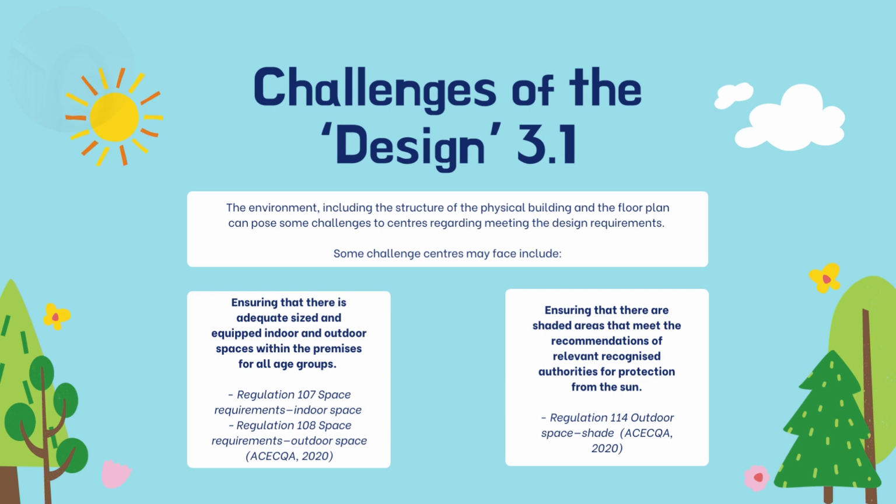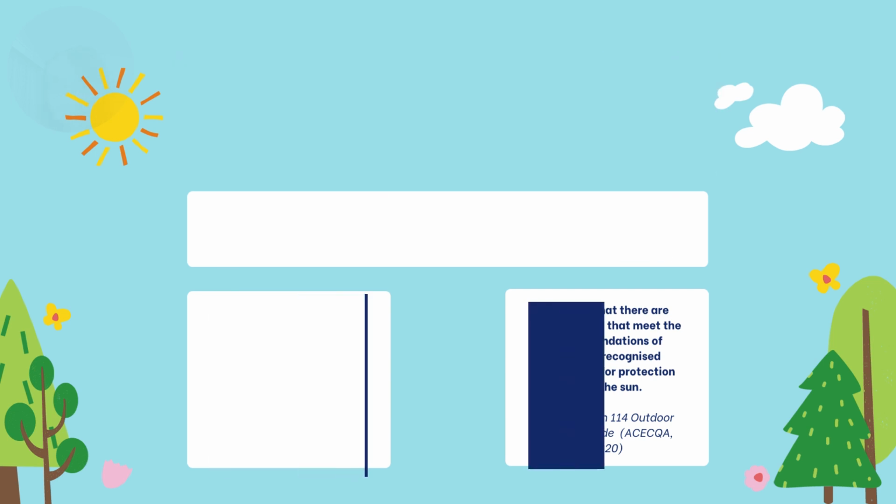Different states and services in Australia have policies which they need to follow to ensure this area is met. To support sun protection in the physical environment, centres are responsible for ensuring that there are shaded areas that meet the recommendations of the relevant recognised authorities for protection from the sun, and that activities are organised in appropriate areas to align with these requirements.